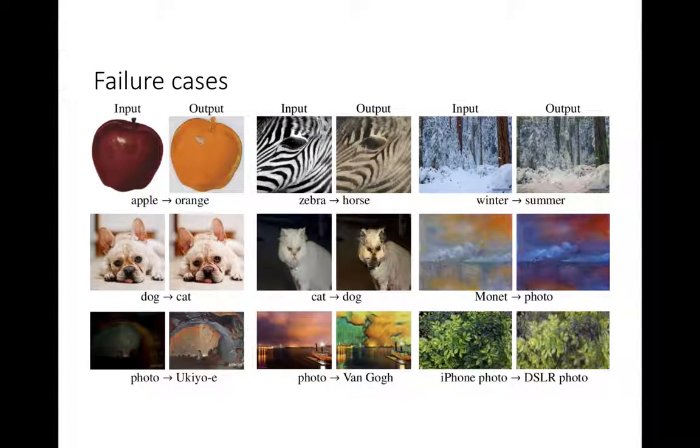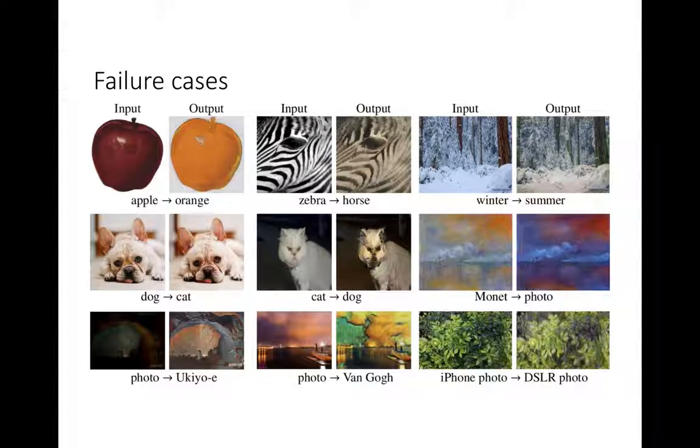Also, you can see some failure cases of this algorithm. If you look at these images, you can see that usually this algorithm fails because the output is too similar to the original input. So it fails to transform the image to another domain. For example, in apple to orange, although the color changes from red to orange, the shape still has the same shape as the apple.